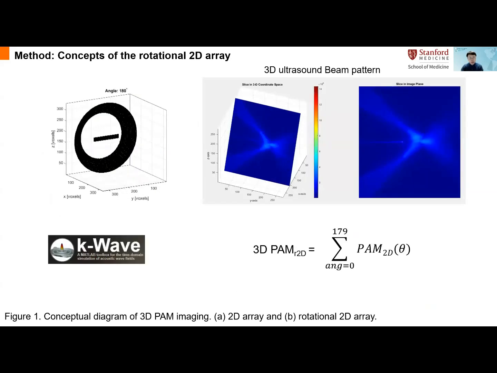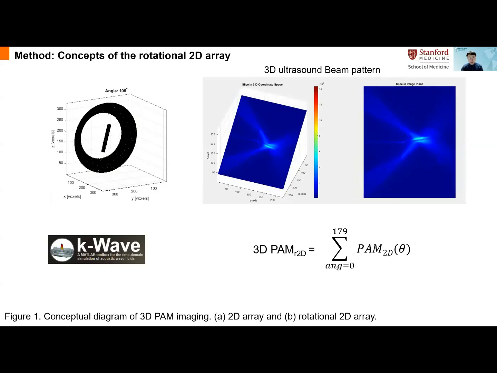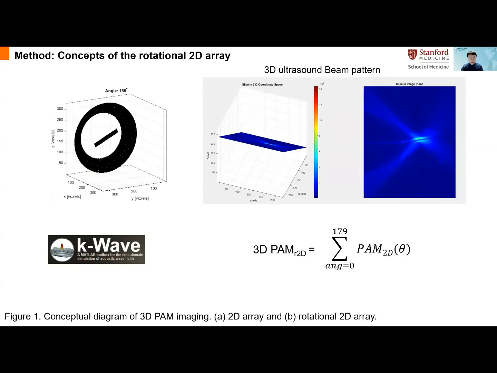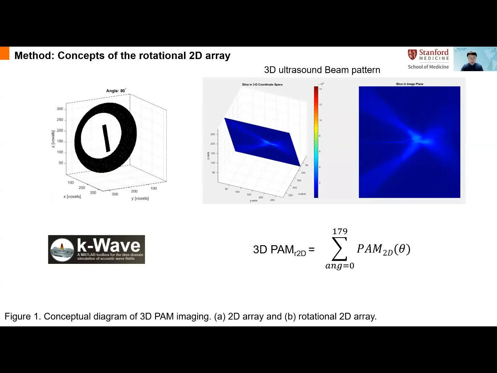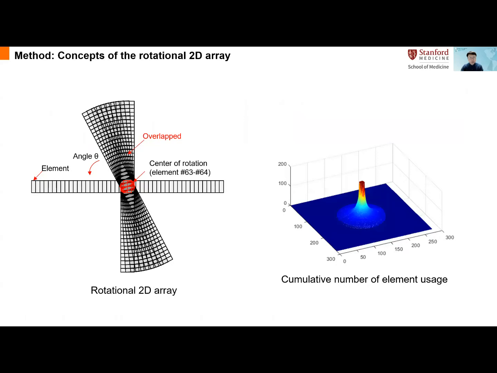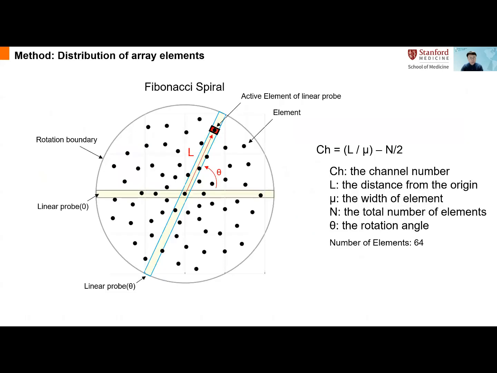In this study, we performed a numerical simulation to generate the raw RF data scattered from the medium using the K-wave acoustic simulator. First, we considered the distribution of elements. Simply rotating the 1D linear probe creates an area where the elements overlap. These overlapped elements act as a weighting factor for the signals.